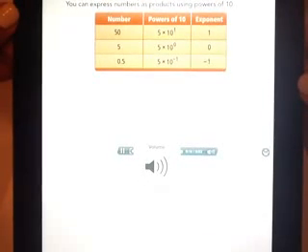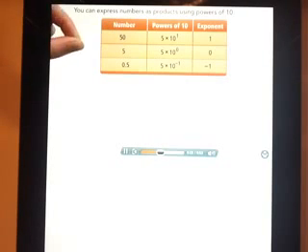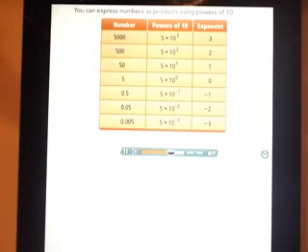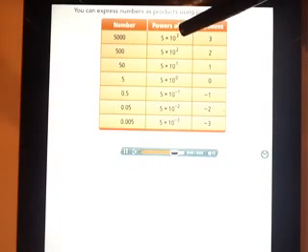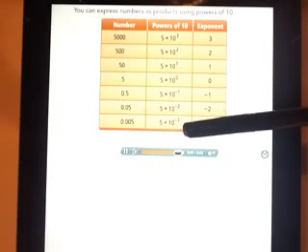That's 5 times 10 to the first power. The number 5/10 can be expressed as 5 times 10 to the negative first power. The number 500 can be expressed as 5 times 10 to the second power. The number 500ths can be expressed as 5 times 10 to the negative second power. The number 5,000 can be expressed as 5 times 10 to the third power. The number 5,000ths can be expressed as 5 times 10 to the negative third power.